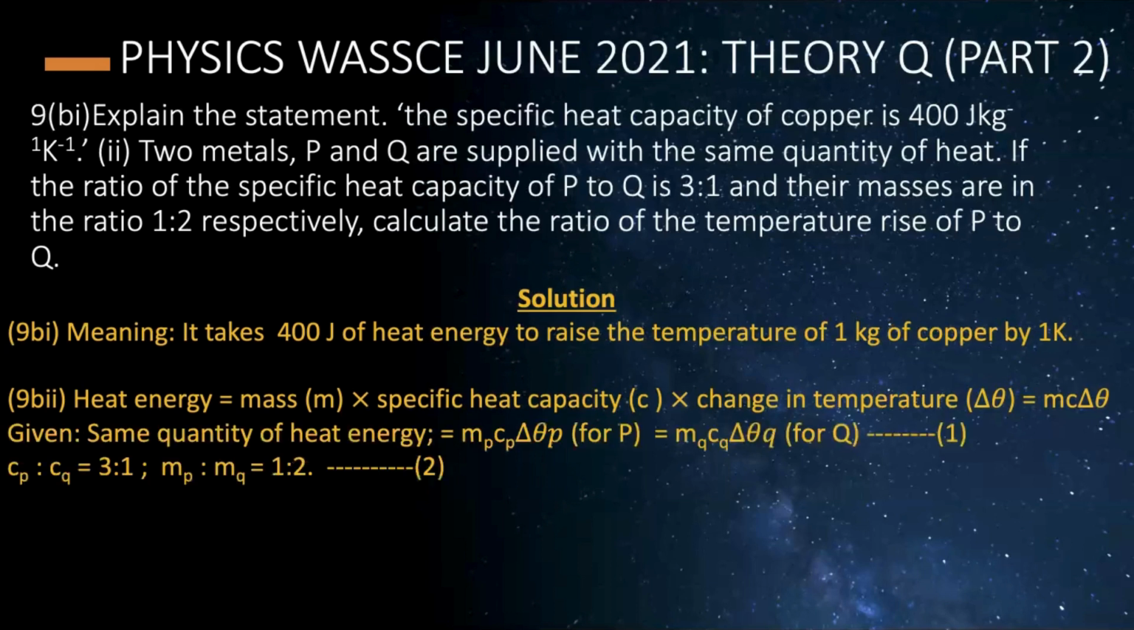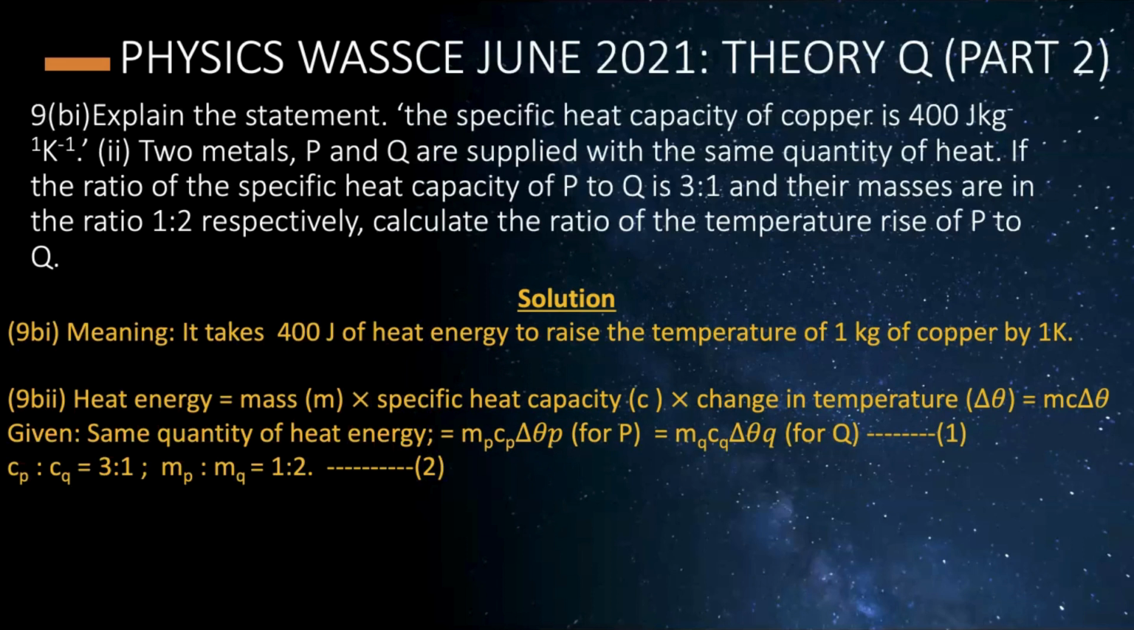Okay, so like I mentioned, we have been told that they have the same heat energy. Therefore, we are going to equate the two. So let's have equation 1 being the equation of heat energy for metal P equal to the equation of heat energy for metal Q. Now we are establishing our equations and the given parameters. You are also given the specific heat capacity, which is designated as C, small c here.